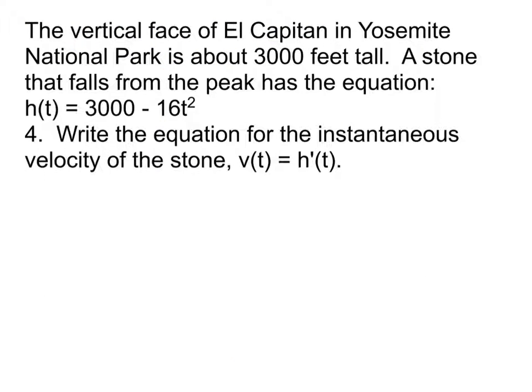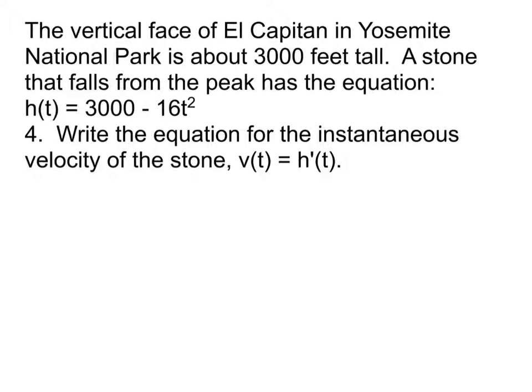And so with the same situation, the vertical face of El Capitan, we can now see this equation over here. H of t equals 3,000 minus 16t squared. Perhaps later on we'll see exactly how we write that equation from scratch. But for now I'm telling you that's the equation of the height of our stone that has fallen from the peak.